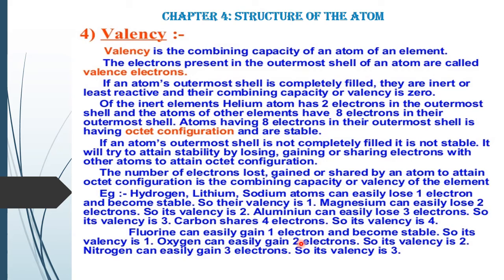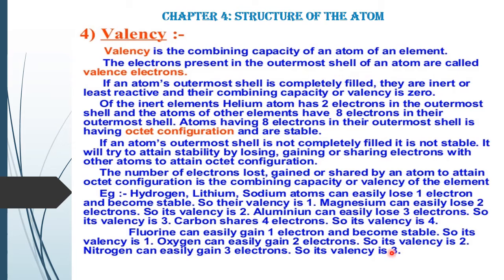Oxygen can easily gain 2 electrons. So oxygen, atomic number 8, so 2, 6. So it has to gain 2 electrons. So it gains 2 electrons. So valency is 2. Nitrogen gains 3 electrons, so its valency is 3.